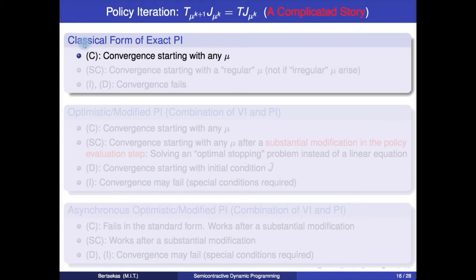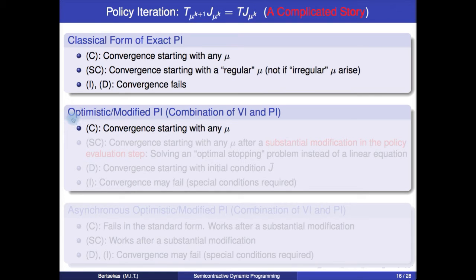This is the classical form of policy iteration, and for the contractive model, it converges to an optimal policy starting from any initial policy. In the semicontractive case, as we discussed in the preceding lecture, we have convergence starting with a regular initial policy, and we have to take precautions that no irregular policies can arise, which will happen under the strong PI conditions. In the case of monotone increasing, monotone decreasing models, convergence may fail, as we have seen through examples. Under certain conditions, of course, convergence can be guaranteed.